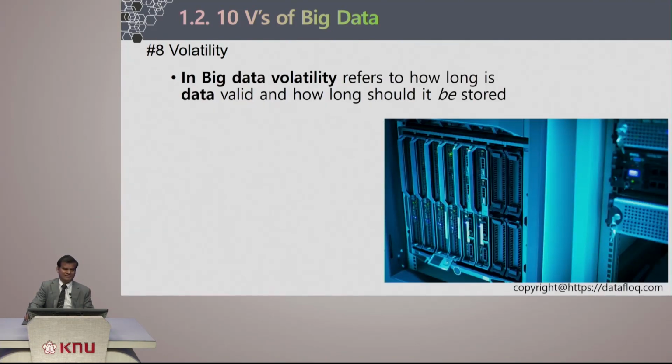Volatility. In big data, volatility refers to how long data is valid and how long it should be stored. When you have data, does it have an expiry date? Can I save this data for 5 years, 10 years, 20 years, 30 years? How long should I keep this data, or how long is it valid? Do I have to store this data for that long?